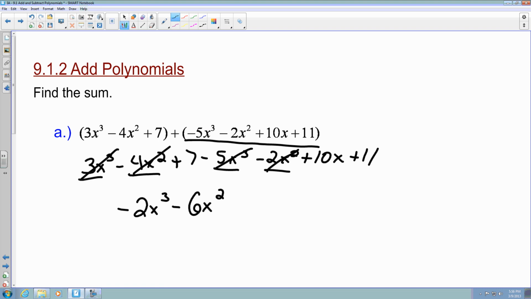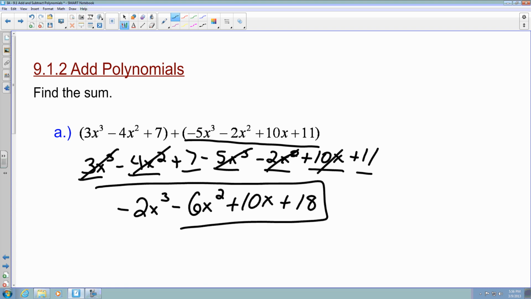Next thing is, do I have any just x to the first power? Yes, I do. I just have the 1, so it's plus 10x. Cross that out. And then the last ones would be the constants. The constants don't have any variables attached to them. And if I add those together, I will get plus 18. And that is my answer for that particular polynomial sum.